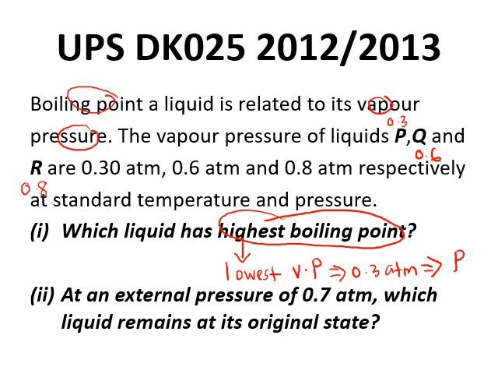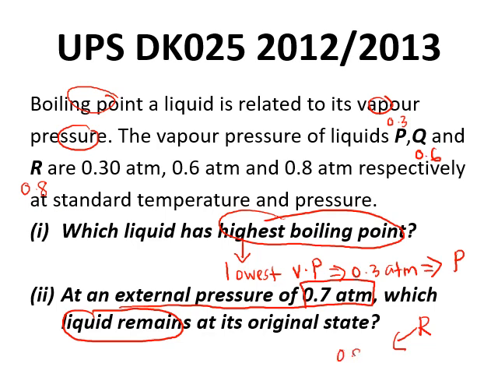Next question. At the external pressure of 0.7 atm, which liquid will remain in its original state? It means that it will still remain as a liquid. So the answer will be R, because the vapor pressure for R is 0.8 atm, which is greater than 0.7. Hmm, so R is unable to escape as vapor.